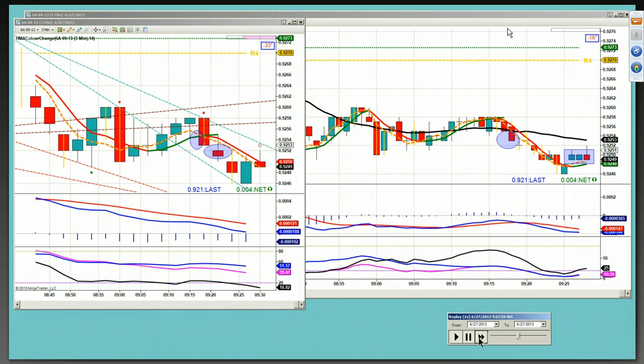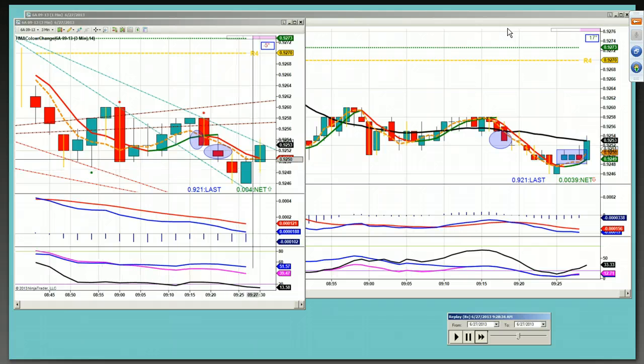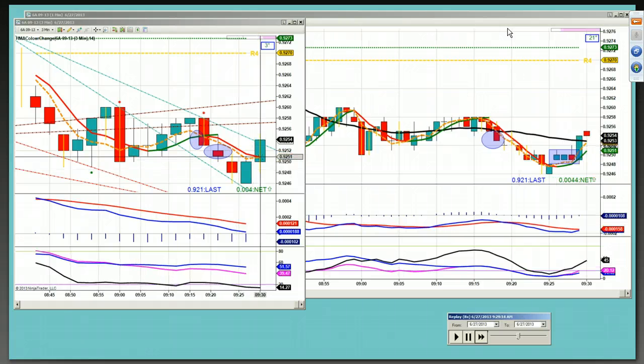Okay, so let's speed this up. Let's continue. There's lots to look at. And let's see what happens. So see, look, I closed the gap. But now look, the 3-minute is going north of the HMA. And it's continuing.